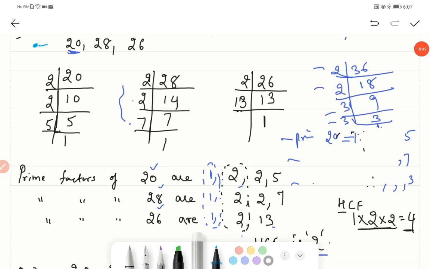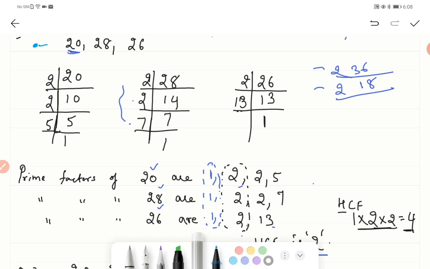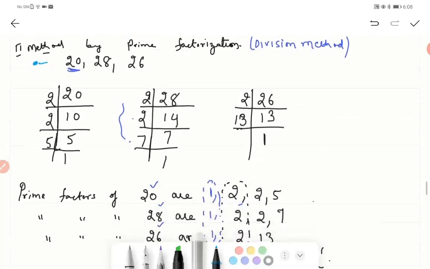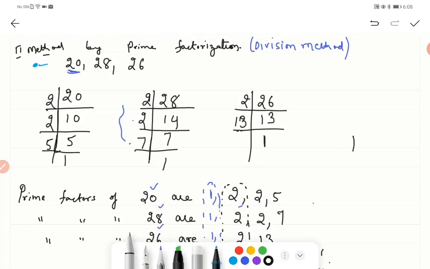The last part of your unit will be left out, that is to find your LCM. LCM is what? Least common multiple. Again, for least common multiple, you're going to use the prime factorization method. We used prime factorization to find your HCF, finding prime factors with the division method. LCM also you will find by prime factorization, that is, the division method.